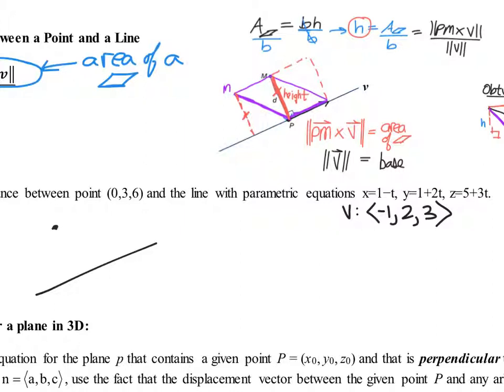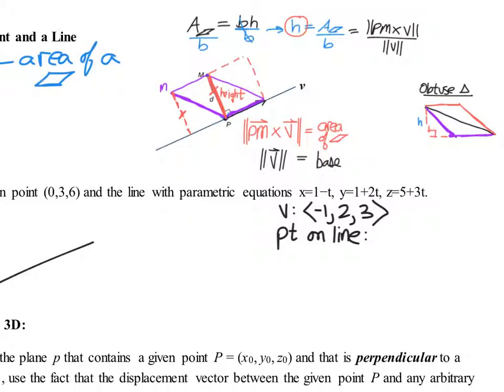This one will be pinned down at the coordinates 1, 1, 5. So with the starting value, there's a point on the line equal to 1, 1, 5. We also have the point in space of 0, 3, 6.